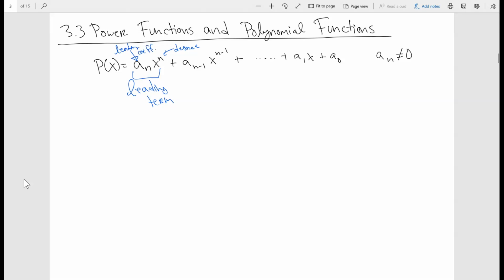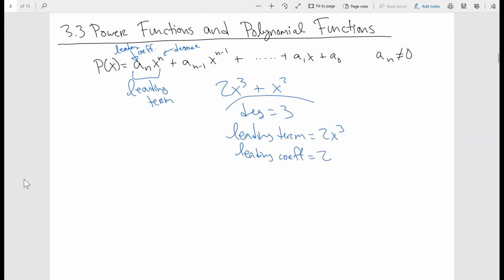Okay, so for example, if you had 2x cubed plus x squared, the degree of this polynomial is 3 because that's the highest power. The leading term is 2x cubed, and then the leading coefficient is just going to be 2. Okay, so we have this information.